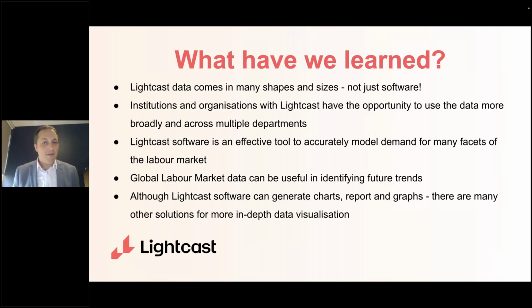Lightcast software is an effective tool to accurately model demand for many facets of the labour market. And as we've seen with Ben walking through many examples, there are many reports we can dig into. Global labour market data can help identify future trends and can certainly help us get ahead of the curve, thinking about what changes are coming down the pipe. Particularly important with the disruption which is ever increasing with things like ChatGPT coming into the mix. And although Lightcast software can generate charts, reports, and graphs, there are many other solutions to power in-depth visualizations, deeper analysis, or to build out your own product for your use.